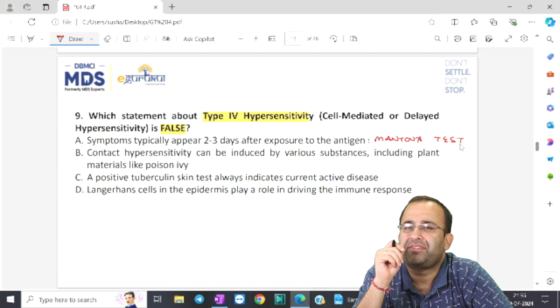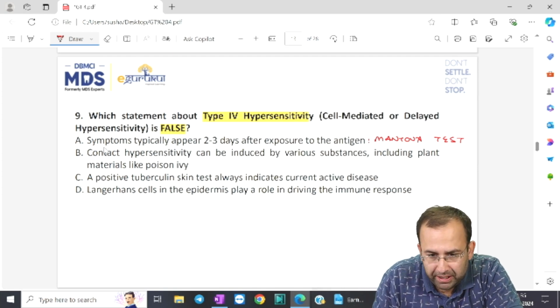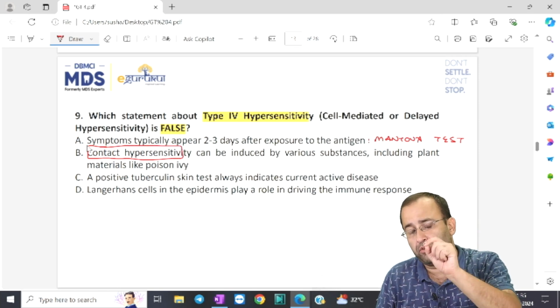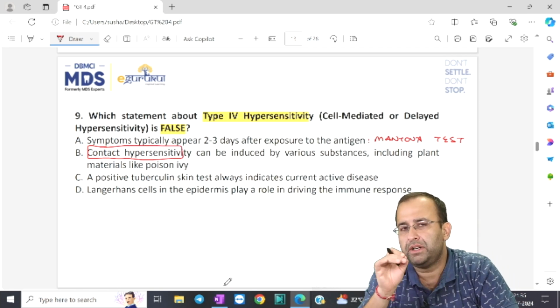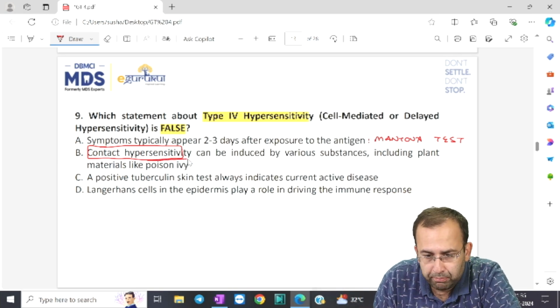Recent PYQ: contact dermatitis is which hypersensitivity? It was a type 4 hypersensitivity question. Why does contact dermatitis occur? There is itching and blisters on exposure to poison ivy. So this statement is again true.